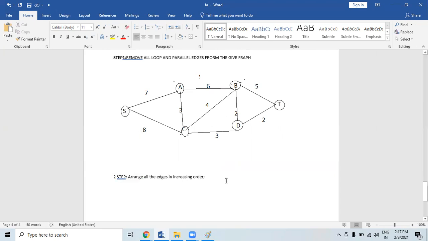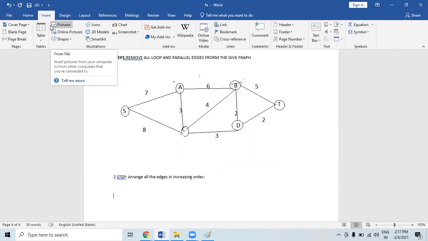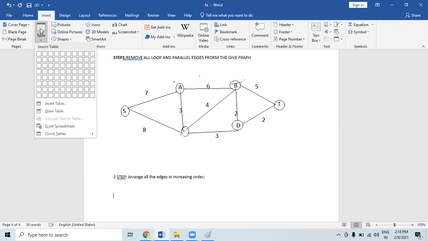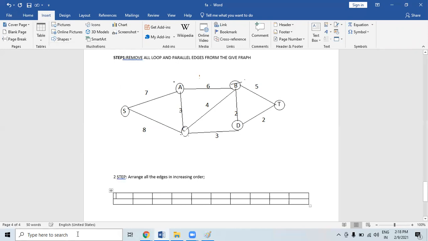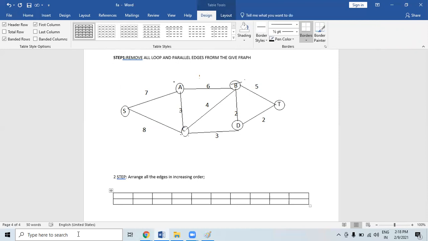Okay, so for this we have to use a table here. So for this purpose we require a table. So let's draw. Here edges, and below the weight. Okay, so here we have to arrange all the edges in increasing order. We have to arrange the edges in increasing order.